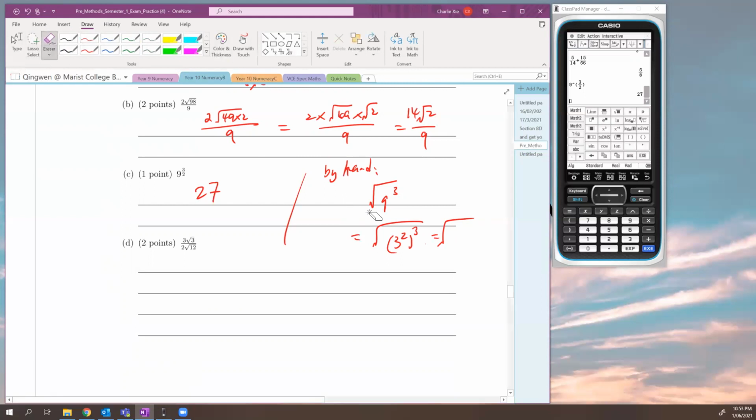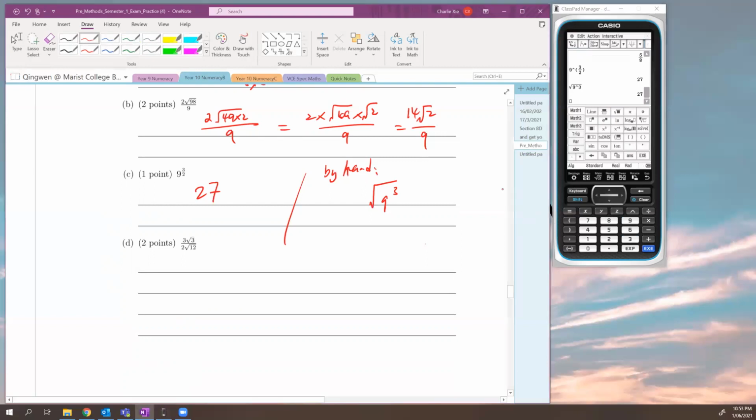Actually, even with your normal calculator, you can do it by hand as well. You can do it by using your normal calculator. So it's just square root of 9 to the power of 3. 27.